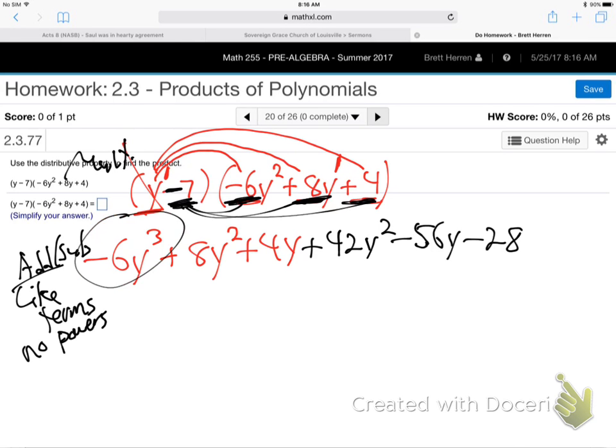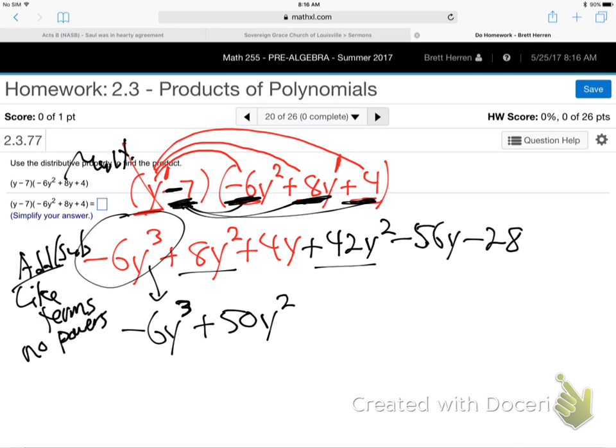So, this guy, does he have anybody like him? No. He's his own kind of thing. He's separate. So you just keep him by himself. He doesn't combine with anything. He has no like terms. Okay, how about the 8y squared? Is there a like term for him to combine with? The plus 42y squared. They have the same letter pattern, like terms, right? So you add them up. 42 and 8, 50y squared. Good?